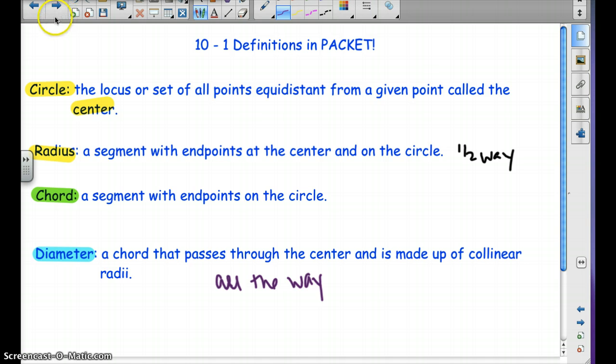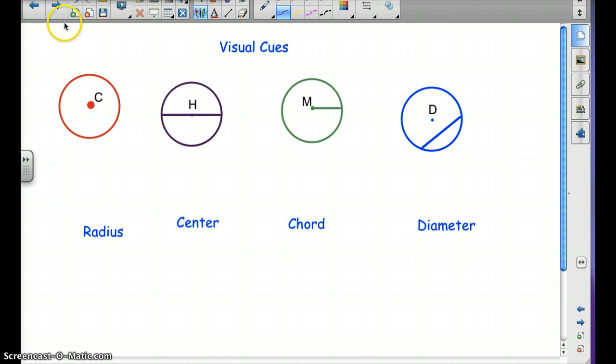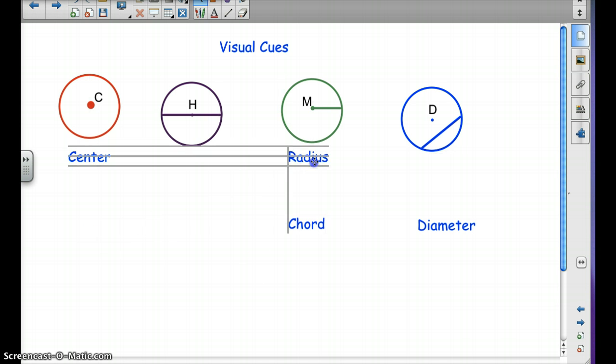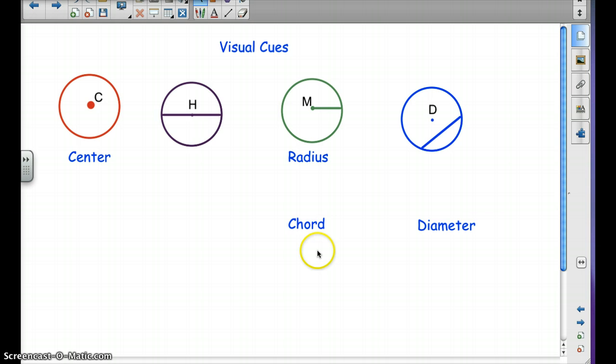So here are some visual cues for you. I'm going to let you match these. So why don't you pause for a second and see if you can match these. Okay, so the center, this is going to be the center, circle C. The radius is going to be, we said, halfway across. A chord has endpoints on the circle, so this is what a chord looks like. And the diameter is all the way across. So there are your visual cues for your packet.